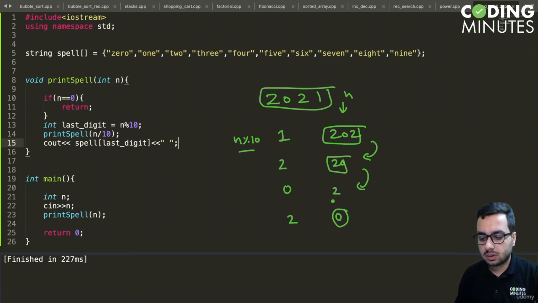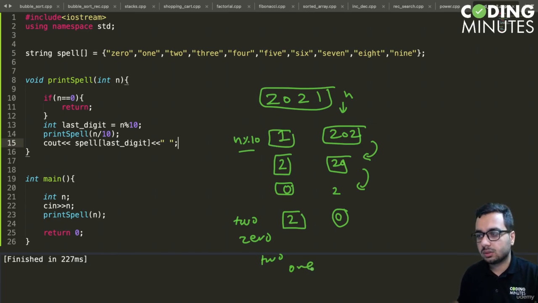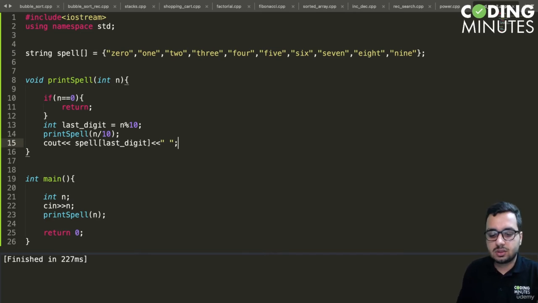Now, after you hit the base case, you return, and in the previous call you had the last digit, so we print the spelling of this number first, 2. Then we print the spelling of this number, that is 0. Then we print the spelling of this 2, and then we print the spelling of this 1. So that is the direction of going from the base case towards the bigger case. I hope it is clear, and that's all for this lecture.